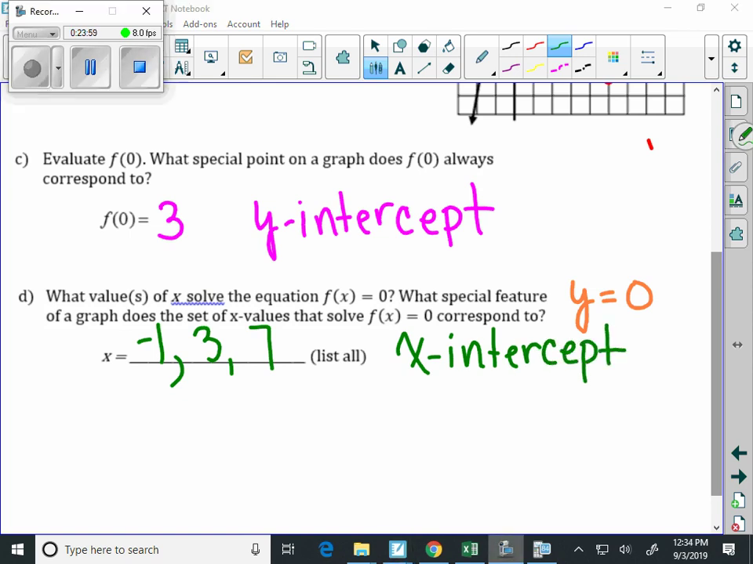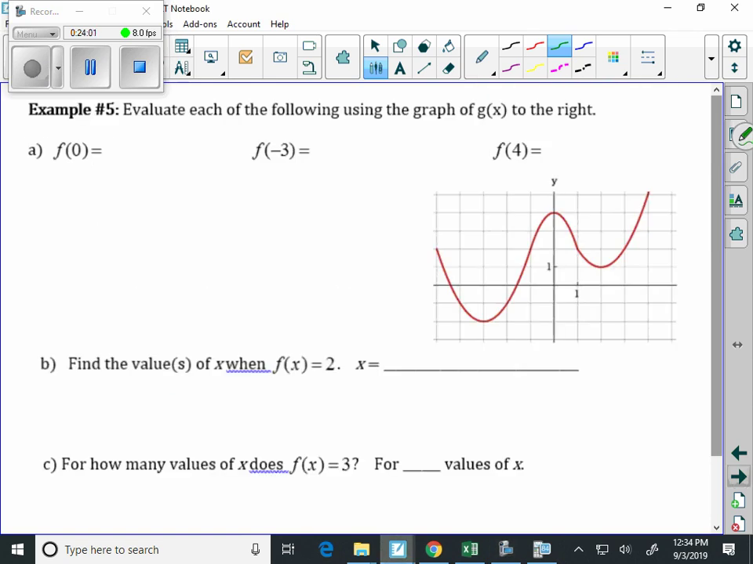Same kind of thing here on problem number 5. It says evaluate the following. Well, f of 0. Again, 0 is the input. So we go to where 0 is on the graph and we find our corresponding y value, our output, which is 1, 2, 3, 4. f of -3. 1, 2, -3. Go to where x equals -3, find the corresponding y value, and we get -2. f of 4. 1, 2, 3, 4. Go to the corresponding y value, and it's 1, 2, 3, 4, 5.